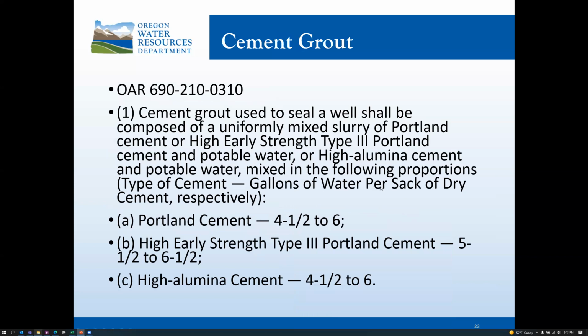Cement grout. There are 3 types of cement grout that are allowed. They're Portland cement, high early strength type 3 Portland cement, and high aluminum cement. These types of cement have specific ratios of gallons of water per sack of dry cement, and also have different cure times to when you can resume drilling. At the bottom of this page, it lists the ratios of gallons of water per sack of dry cement.